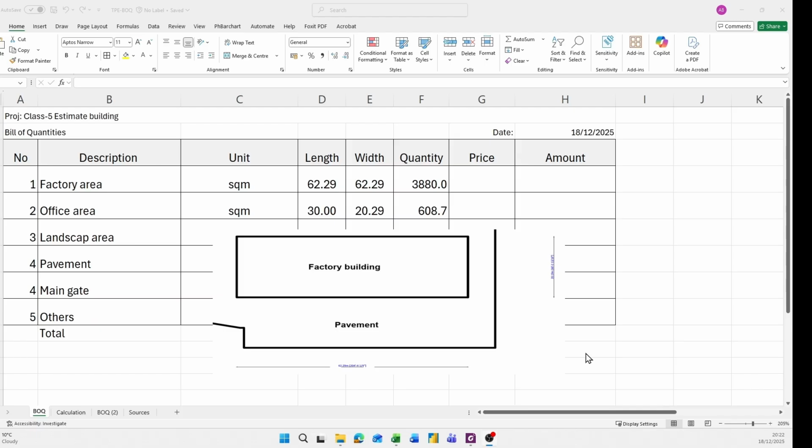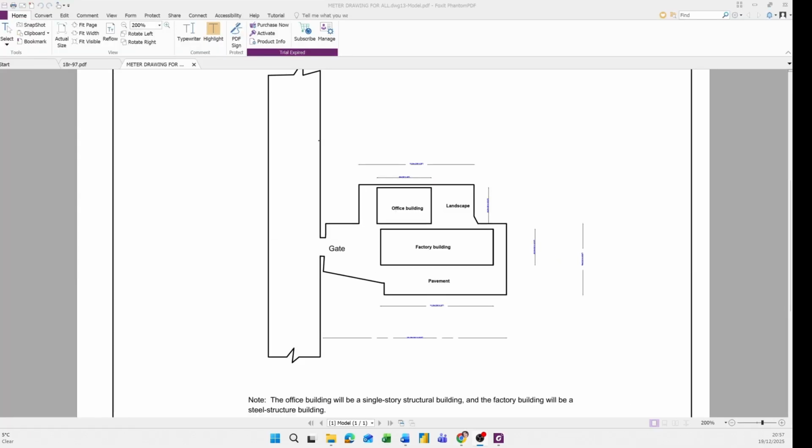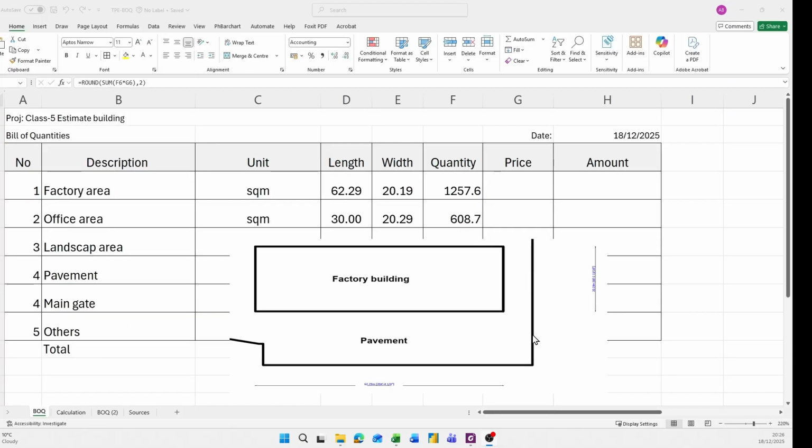We need to collect two or three prices. We should always collect recent data, not very old data. Data from 2018 or earlier, even 2020, is not suitable. Since it is now 2025, it is better to use the most recent data. So what we need to do now is calculate the area of the different parts of the project.